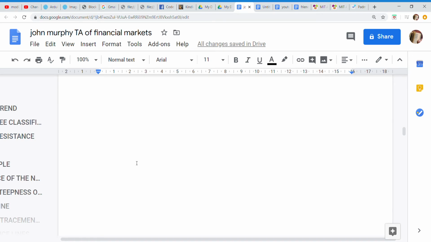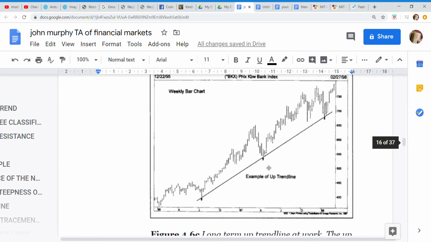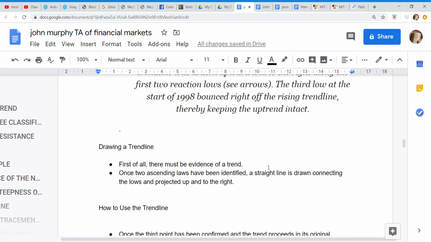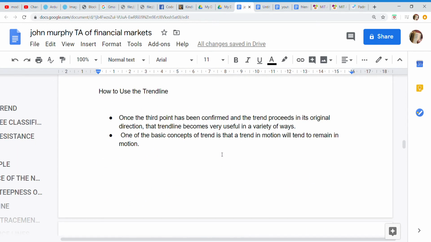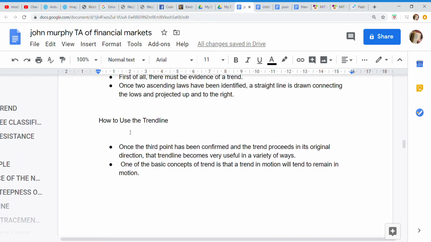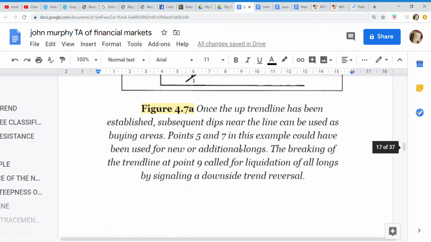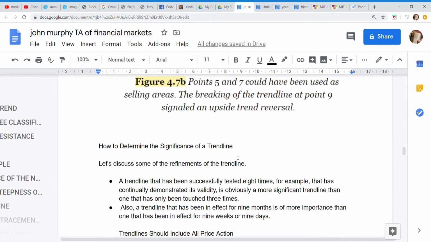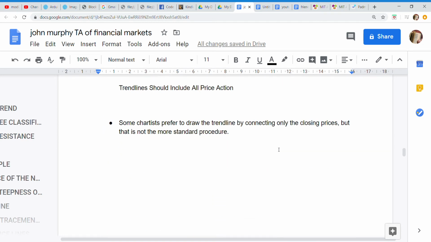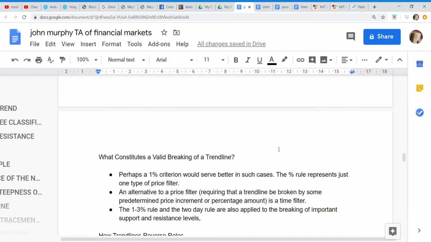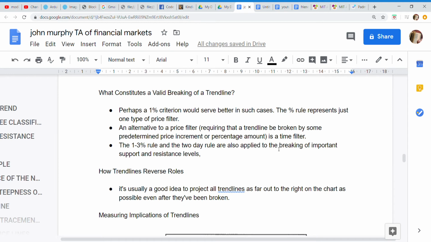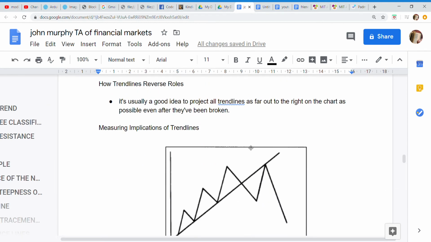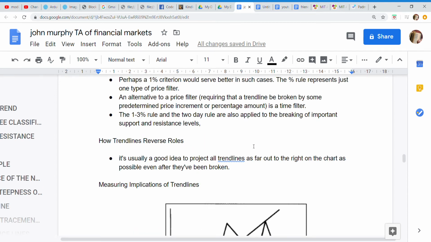Then trend lines. Then we will study drawing a trend line. Then we will see how to use the trend line. Then we will discuss how to determine the significance of a trend line. Then what constitutes a valid breaking of a trend line, and how a trend line reverses role.